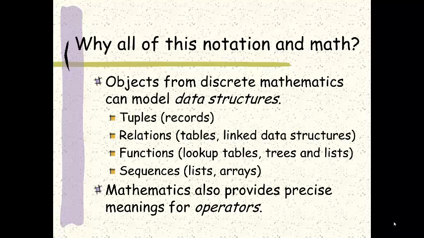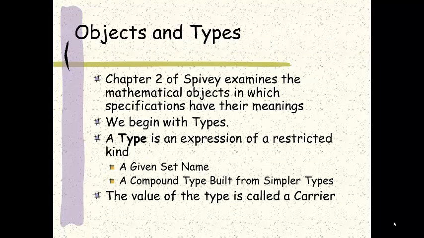We'll start with objects and types. So why all of this notation in math? As Calvin says, you should be exempt from this as math atheists, but basically objects from discrete math can be used to model data structures, which is one of the reasons we require it. So tuples can express records, relations can model tables, linked data structures such as linked lists, functions can do lookup tables, trees, and lists, and sequences can do lists and arrays. So the data structures that you use in 321 throughout computer science are based on objects or ideas from discrete math. And mathematics also provides precise meanings for operators. Chapter 2 of Spivey explains which mathematical objects in the specification can appear and what their meanings are.